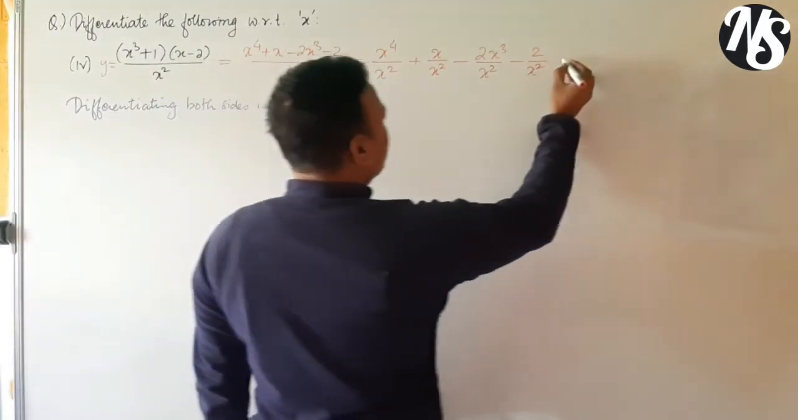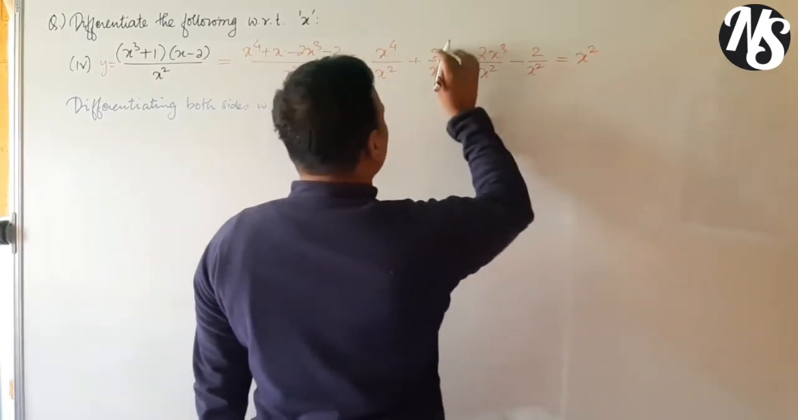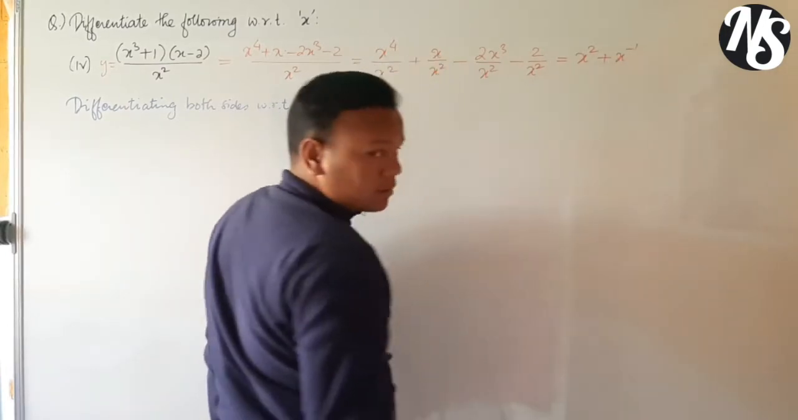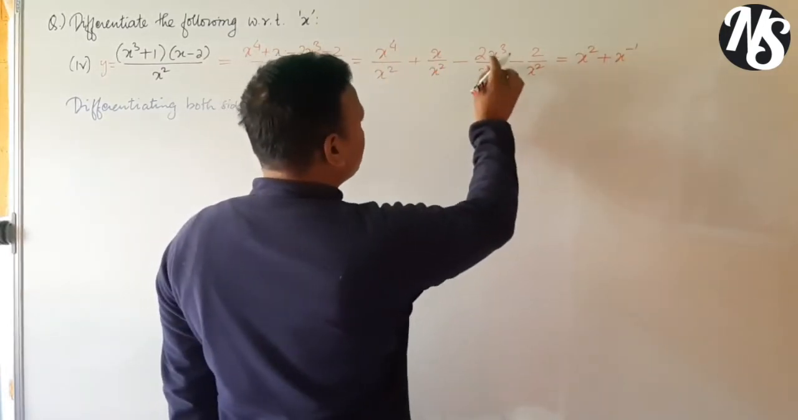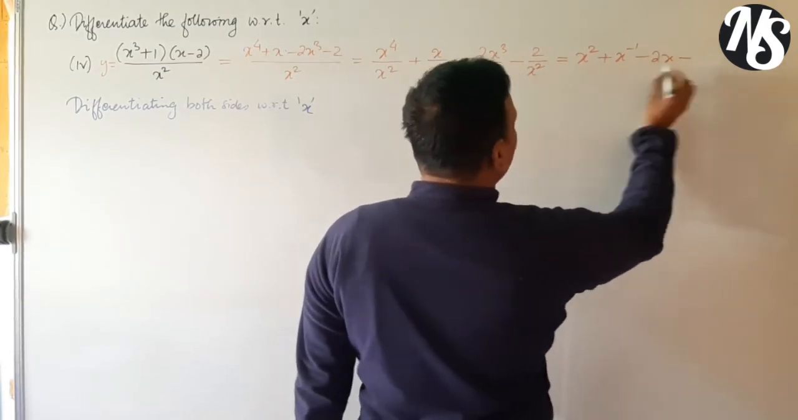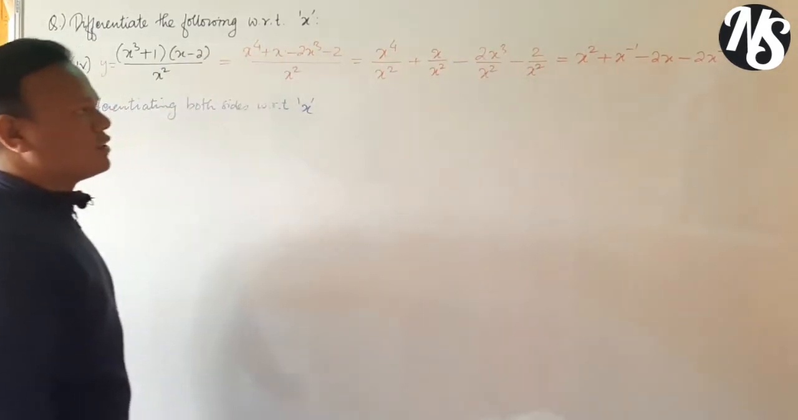Now this can be written as, this is x square. So this is 1 by x, that is x to the power minus 1. This is 2x, right? So minus 2x, minus this is 2x to the power minus 2. Now your work is very easy.